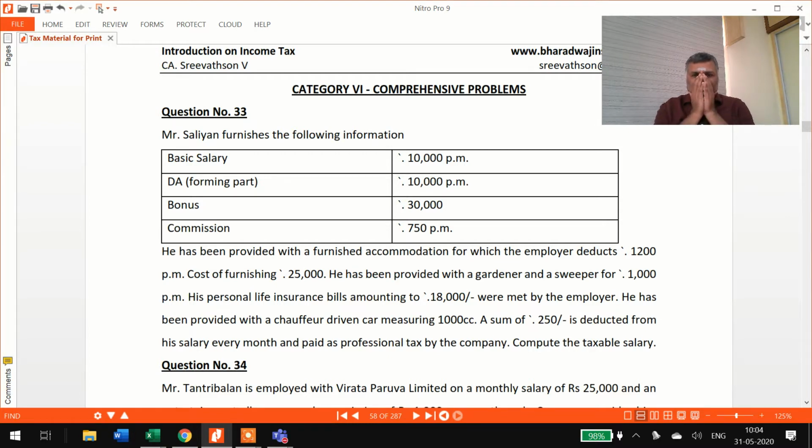The professional tax is to be paid by the employee. The employer will deduct it from the employee and pay it to the government. He is paying on behalf of the employee only.